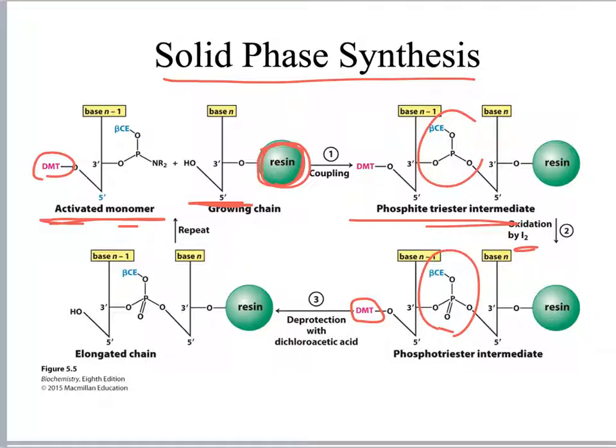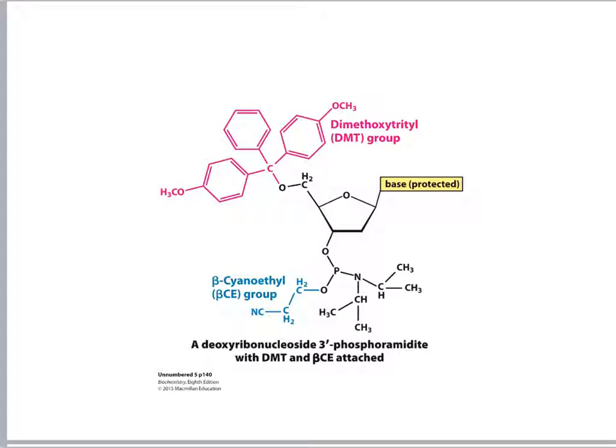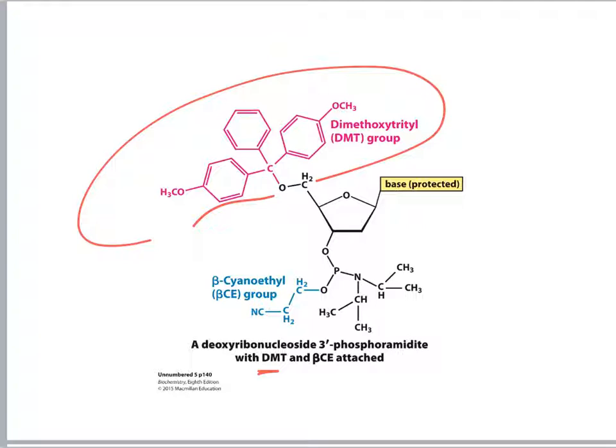Then we add another substance, dichloroacetic acid, to deprotect that or remove that. So we end up with a hydroxyl group that can then react with the next activated monomer. And we repeat this step over and over again until we get the chain of desired length. So in this figure here, we're just looking at that DMT, that's that protecting group that minimizes side reactions. It blocks reactive groups from getting in and interfering with this process of being added to the growing chain.